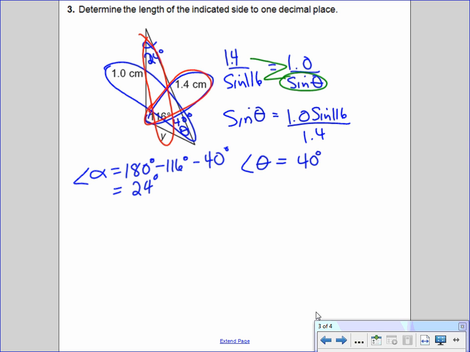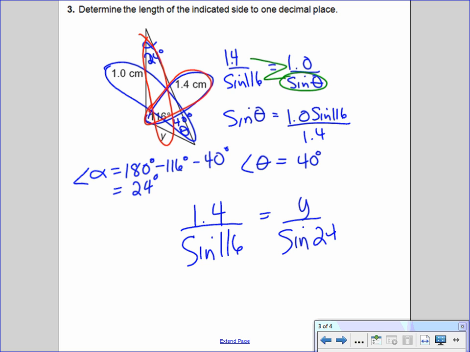Okay. So now I'm going to go 1.4 over sine of 116 is equal to, I'm trying to find y, over sine of 24, which I just found. Do you agree with that? So the given, and now I've calculated.